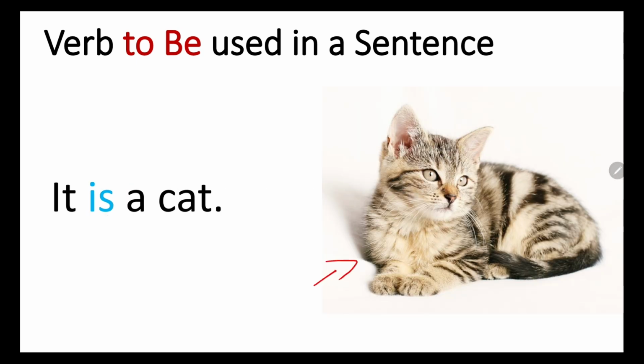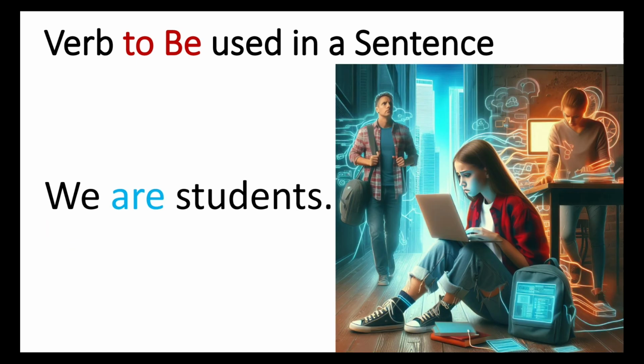Is this a cat? If your answer is yes, you are correct. So you would say it. Remember, it is the pronoun that is used for a thing, for example, an animal. Okay? So you would say it is a cat. Let's continue.